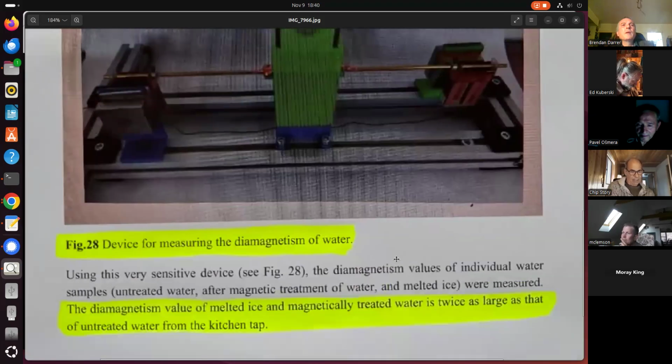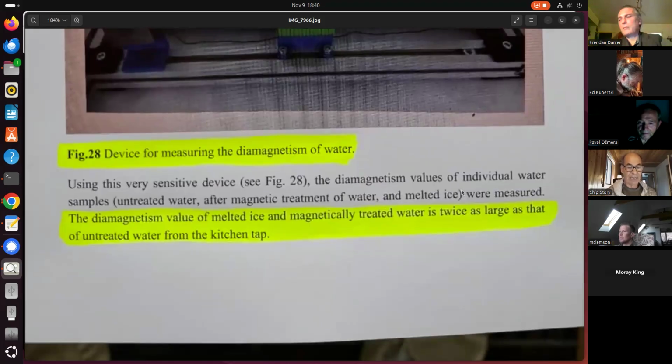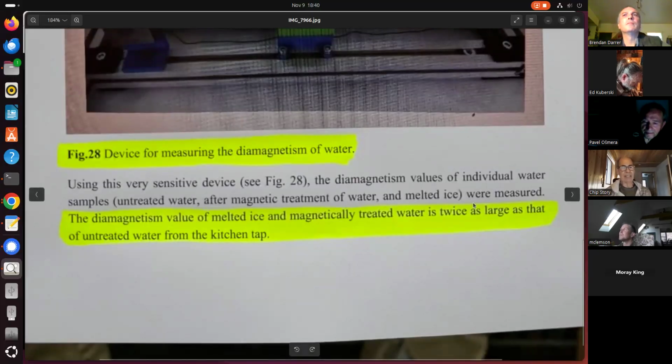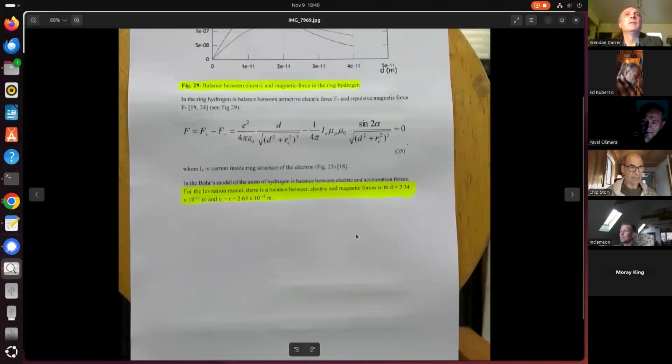All right, so using this very sensitive device, the diamagnetism values of individual water samples, such as untreated water, after a magnetic treatment of water, and melted ice, those three different versions, were measured. The diamagnetism value of melted ice in magnetically treated water is twice as large as that of untreated water from a kitchen tap. That's interesting. I didn't know that. Wow. Yeah, well, chlorine messes up, fluoride messes up a lot of stuff.